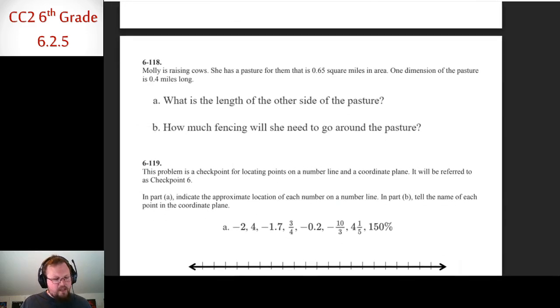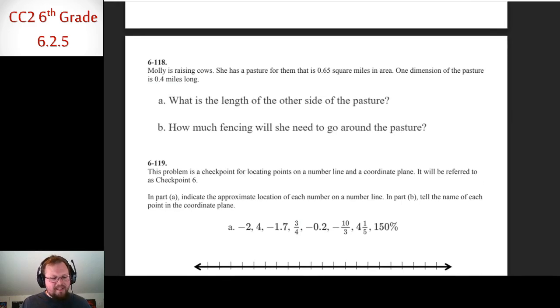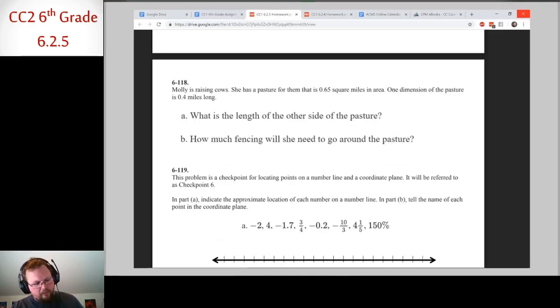On this one, it says you have a pasture that is 0.65 square miles. One dimension is 0.4. So draw a rectangle. Interesting. It does not explicitly say that it's a rectangle, I don't believe. Oh, no, it doesn't. So yeah, pretend it's a rectangle. It's not some weird shape like a triangle.